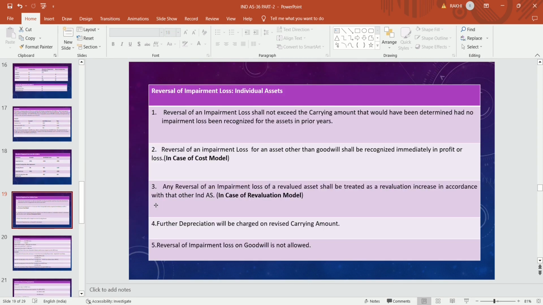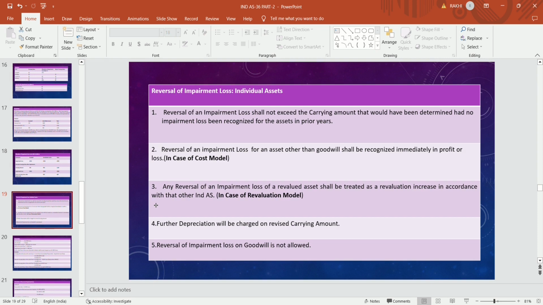Reversal: in case of reversal of impairment loss on an individual asset, how does the standard deal with that kind of situation? Reversal of impairment loss shall not exceed the carrying amount that would have been determined had no impairment loss been recognized for the asset in the prior year. Reversal of impairment loss for an asset other than goodwill shall be recognized immediately in the profit and loss.